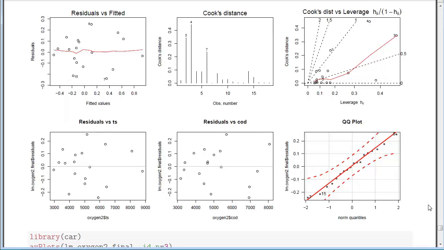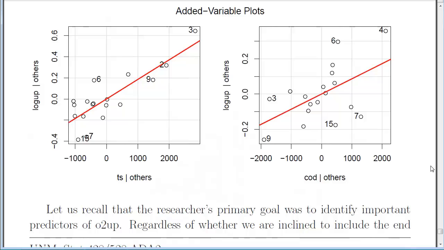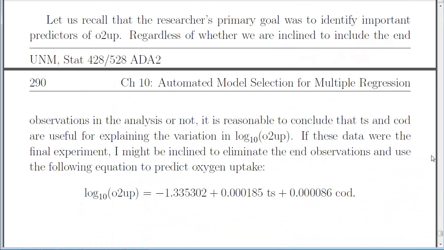Yeah, this looks pretty beautiful. No really highly influential observation. All these residual plots look really good. Points 3 and 4 are a little more influential because they have higher leverage, but everything looks pretty good. The QQ plot looks about as good as it can get. The added variable plots, same thing. We see this positive relationship in both cases, and we don't see any single point that's really driving the relationships we're seeing. So this is looking really good.